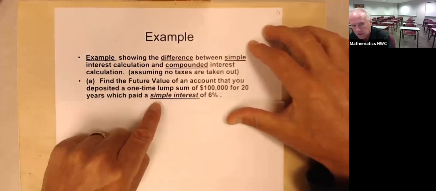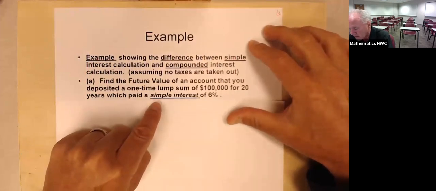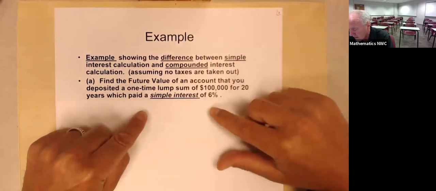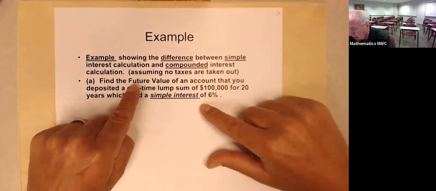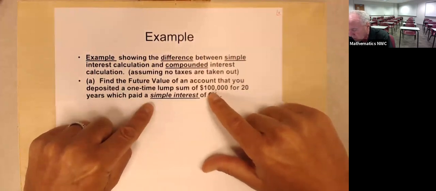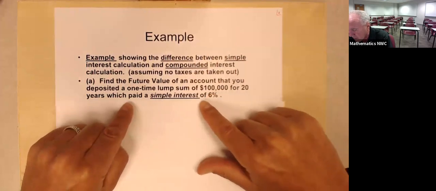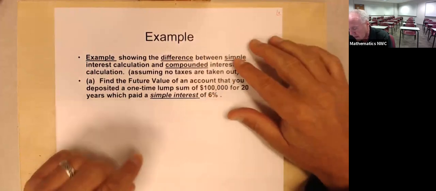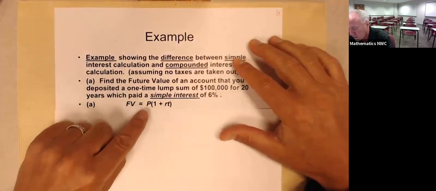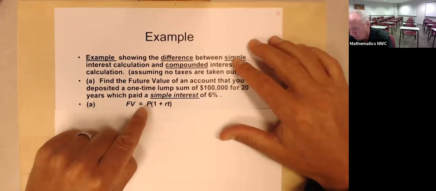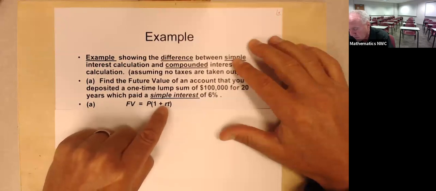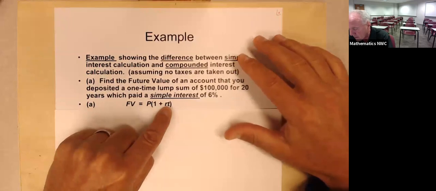This first method is simple interest. It's like what you did in the last section. So I'm looking for basically finding the future value of some account. I'm depositing $100,000 for 20 years, and it's going to pay simple interest at 6%. The formula that you did in last section was this one. This is my original principal. This is my future value. R is the interest rate per year. Time is the number of years.